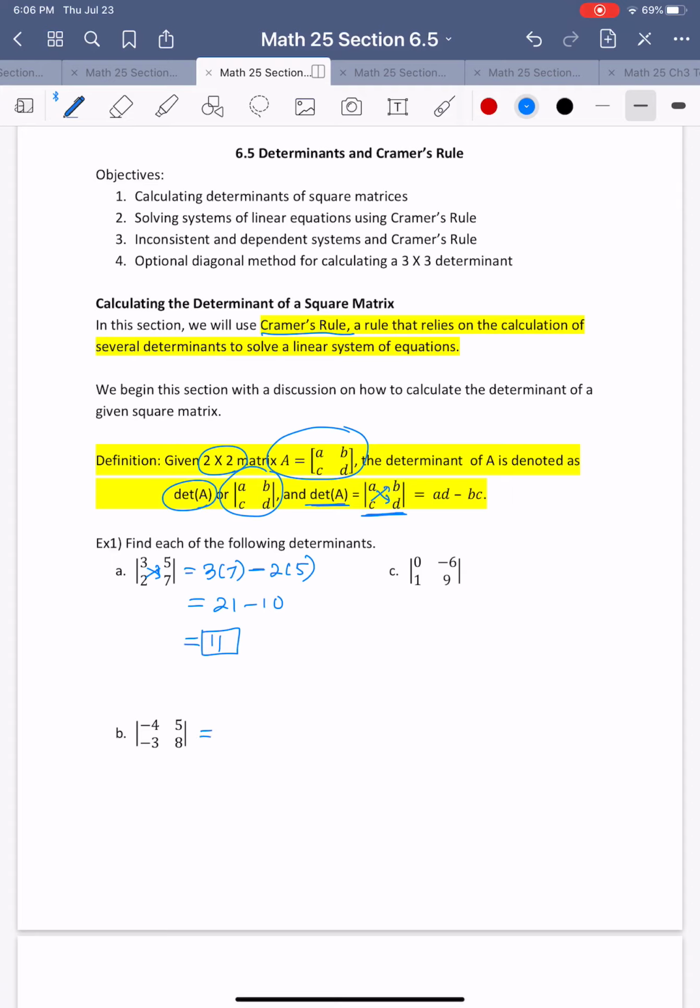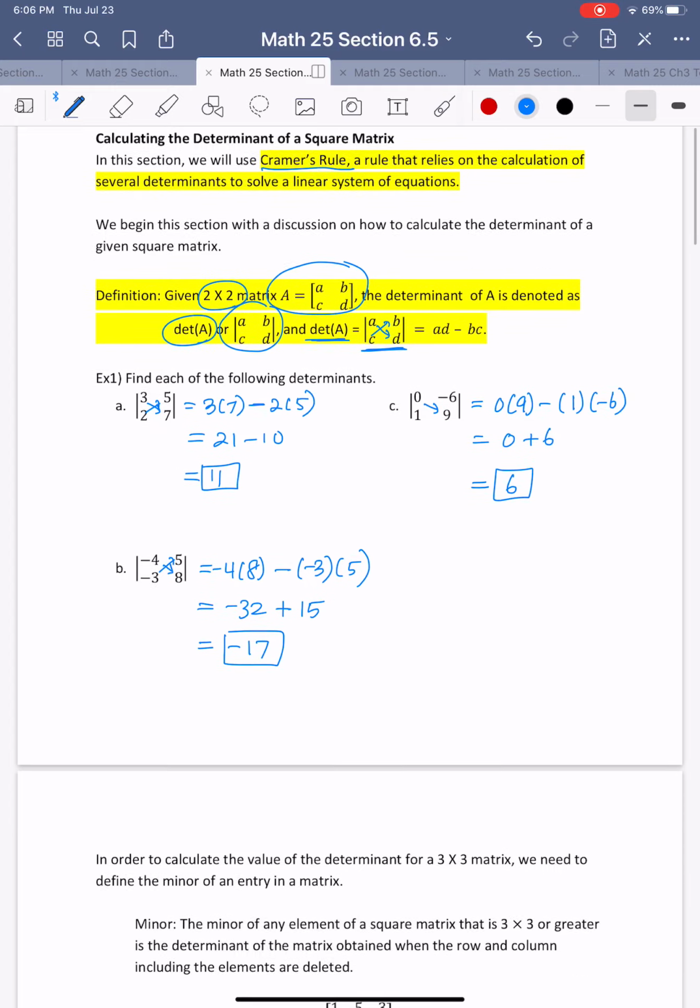For B, same thing: you multiply negative 4 and 8, and subtract the product of negative 3 times 5. So negative 32 plus 15, and you get negative 17. Same here: you multiply 0 times 9, and subtract 1 times negative 6. So you get 0 plus 6, and the answer is 6. So that's the determinant for 2 by 2.